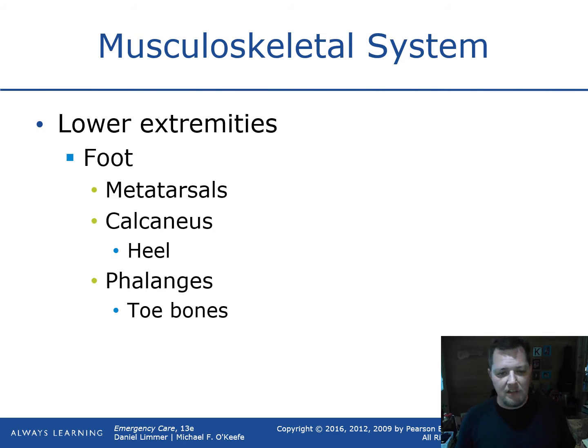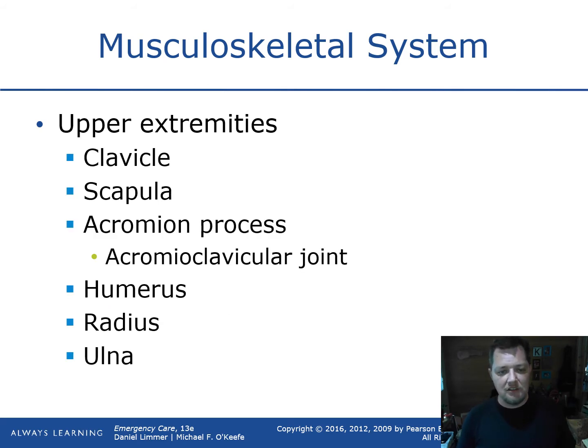In your foot, you have your metatarsals, which are the bigger bones of the foot. You've got your calcaneus, which is the heel of the foot, and then phalanges, which are the toe bones. Okay. In your upper extremities, you've got your clavicle, which is that bone that runs across the chest over to the shoulder. You've got your scapula, your acromion process, your humerus, your radius, and ulna, which are both in the lower arm.